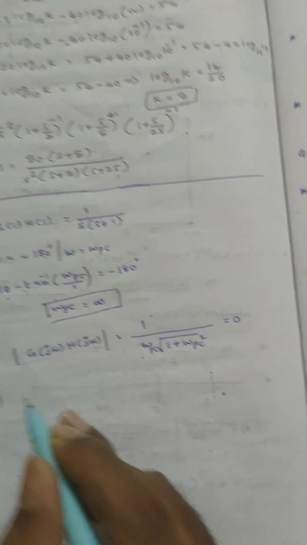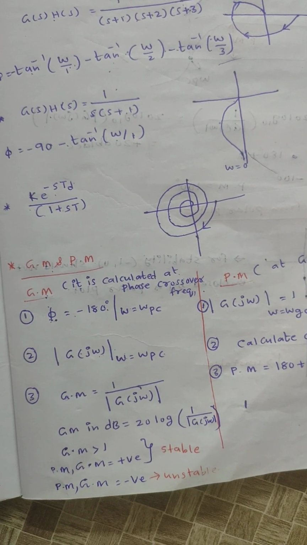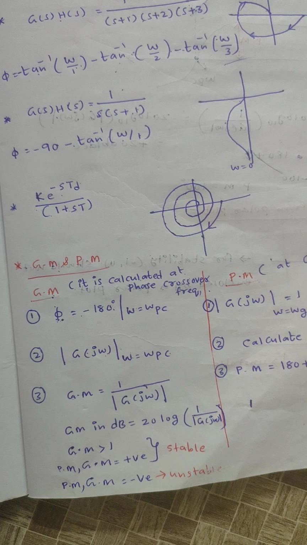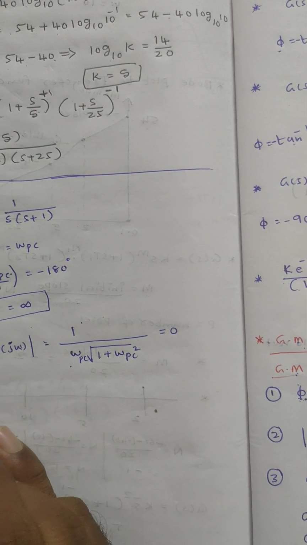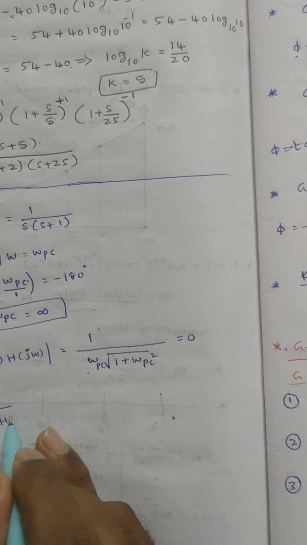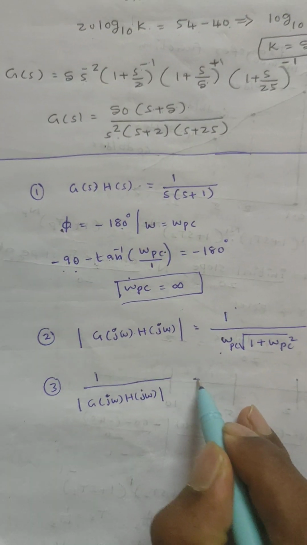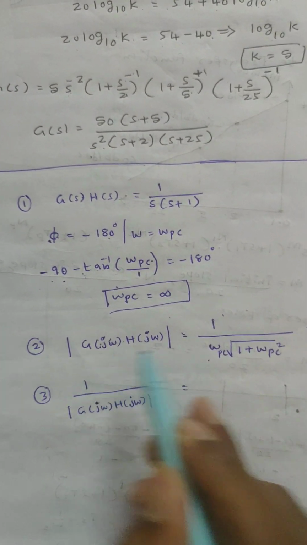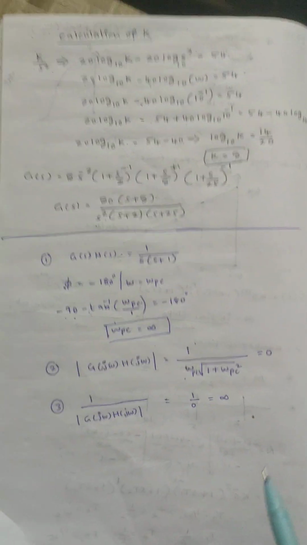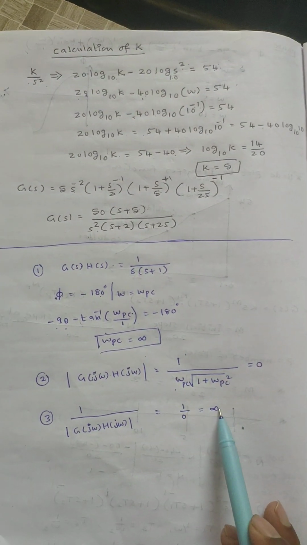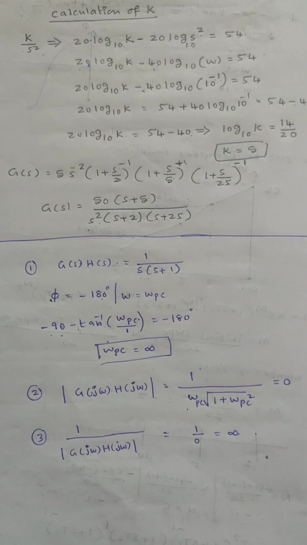Next, step 3. Now see here, gain margin is equal to 1 by magnitude of G of j omega, that is 1 by magnitude of G of j omega into H of j omega. Here I assume H of j omega value is 1. Already this magnitude value is calculated, that value is 0, so 1 by 0 is infinite. When omega PC is infinite, gain margin is also infinite. Clear, right? In this way we can calculate gain margin.